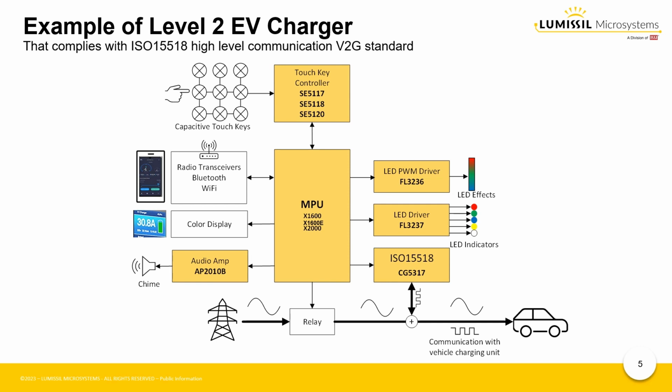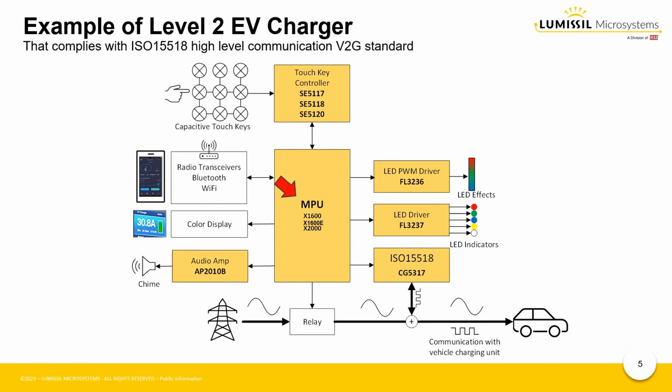This example also shows how to use our CG5317 ASIC to meet EV charging line standards of ISO 15118. This is a relatively new standard adopted by Europe and US for high-level communication through the charging lines, also known as vehicle-to-grid communications. As of today, Lumissil has the industry's only single-chip ASIC with automotive qualifications.